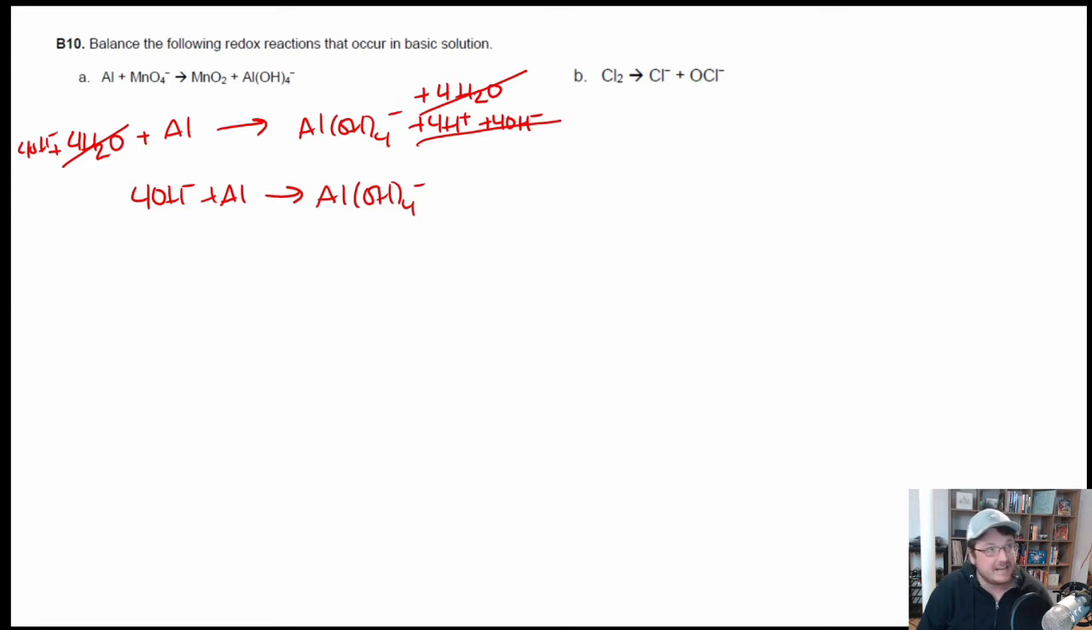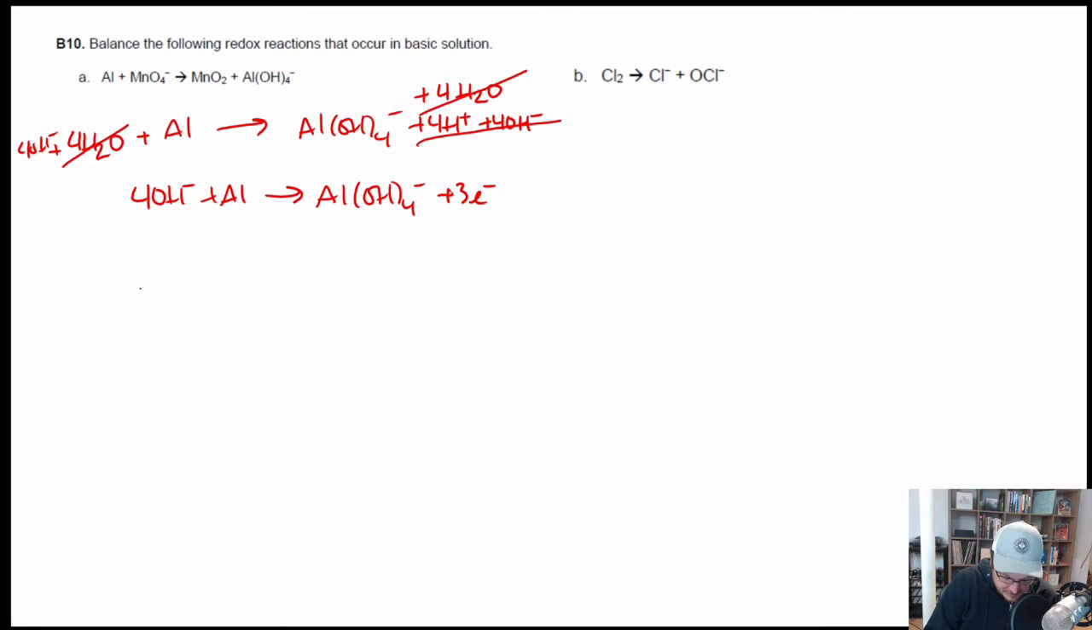Al(OH)4 minus. The last thing we need to do is balance out the number of electrons, the charges on both sides. On the left side we have 4 negative charges. On the right side we only have 1. That means we're releasing 3 electrons in that case. And so that's all balanced out for that part.